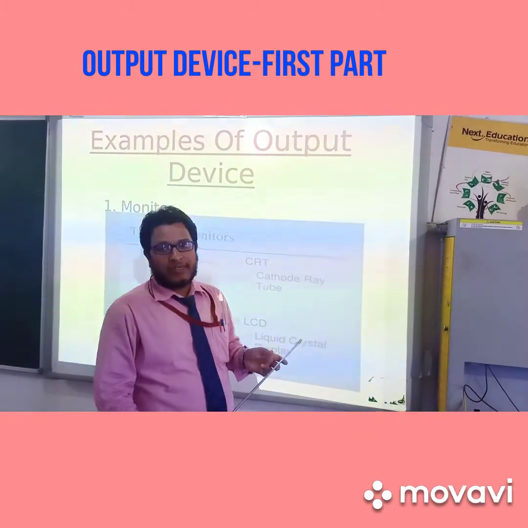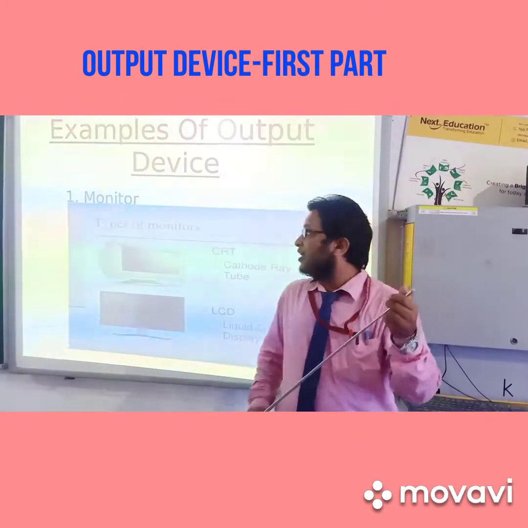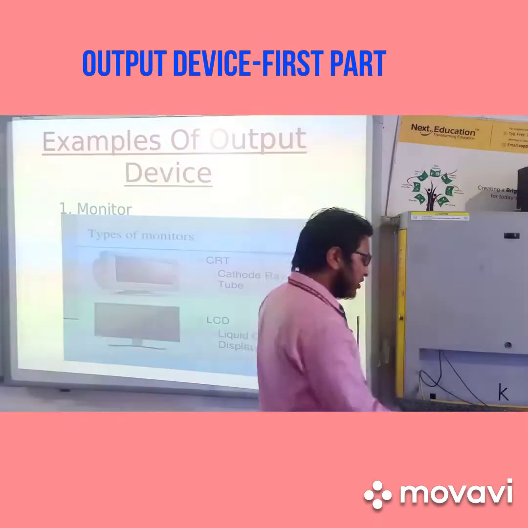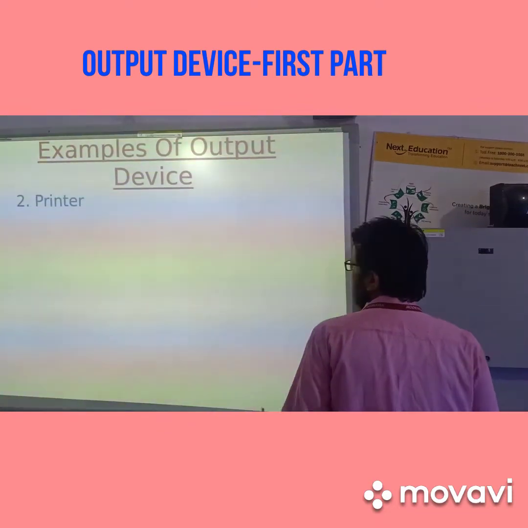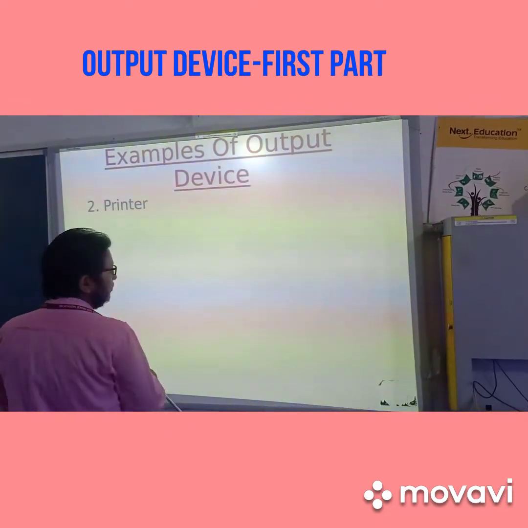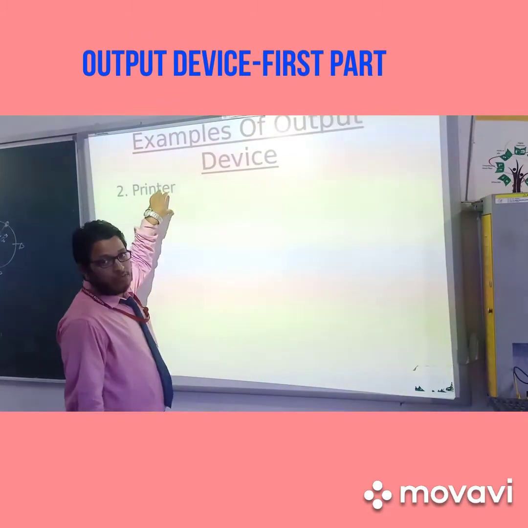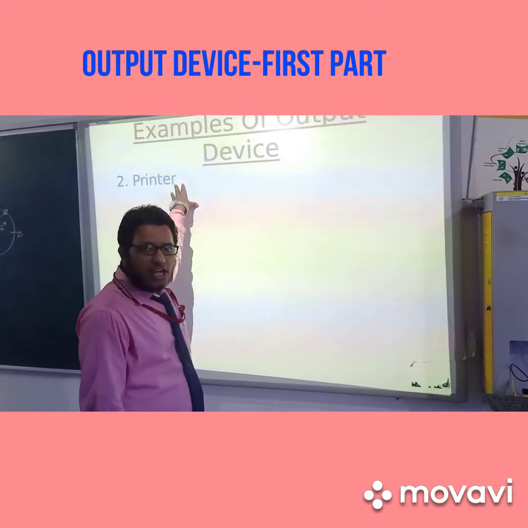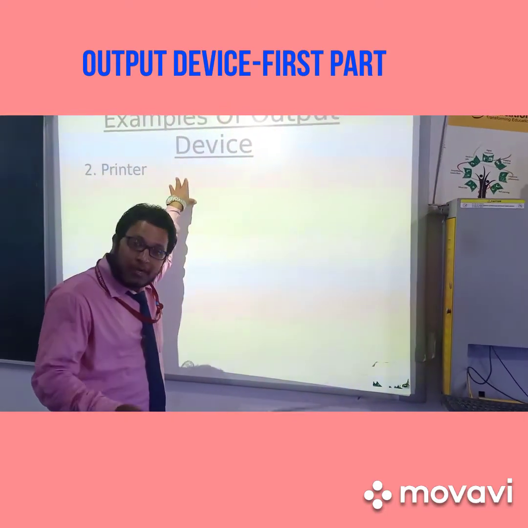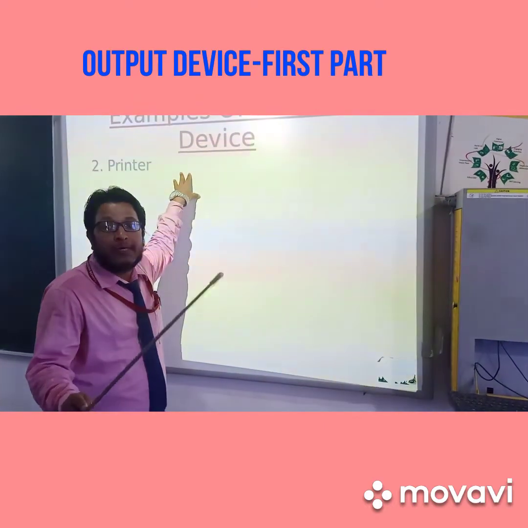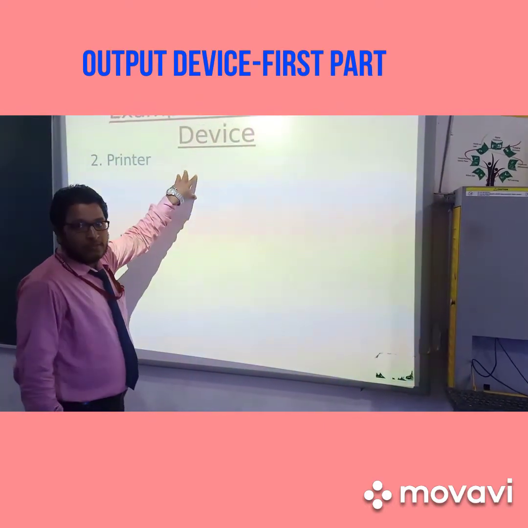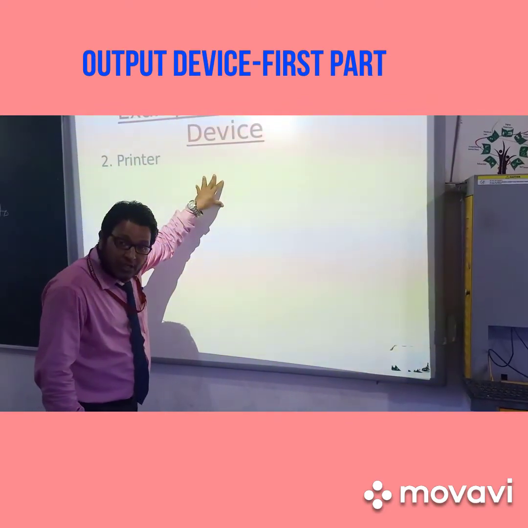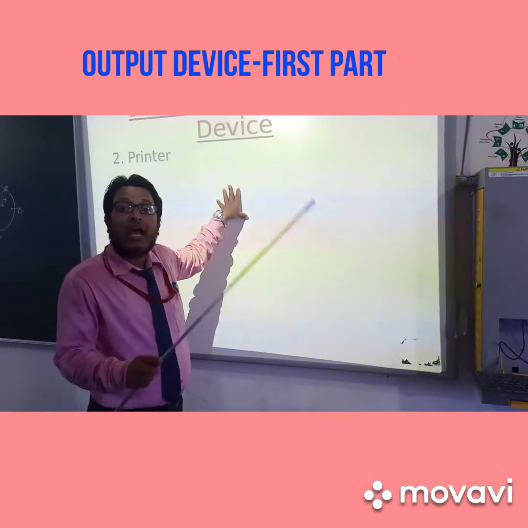Next example, students. The next example of an output device is your printer. This one is your printer. Students, all of you have seen a printer. This type of output device is used to display the information on paper, permanently. Is that clear? This type of output device displays the information on paper, and that is called a hard output.